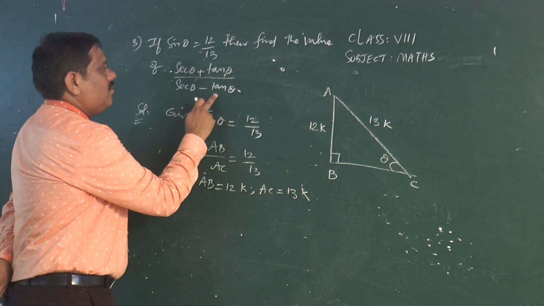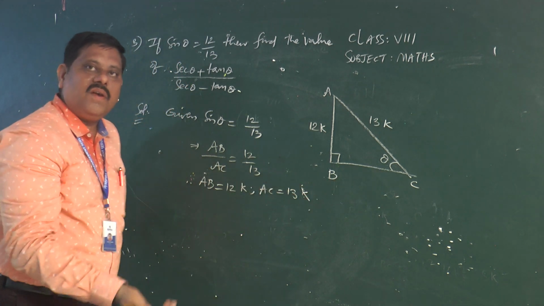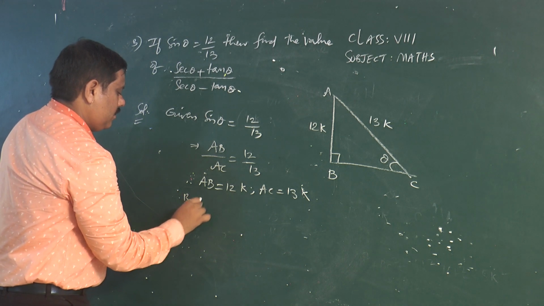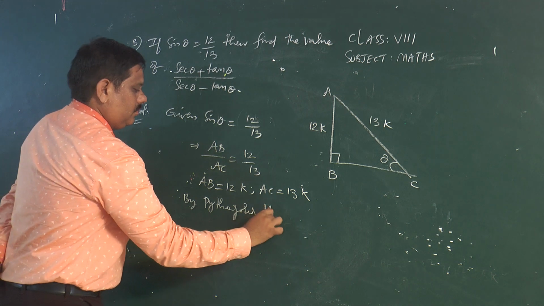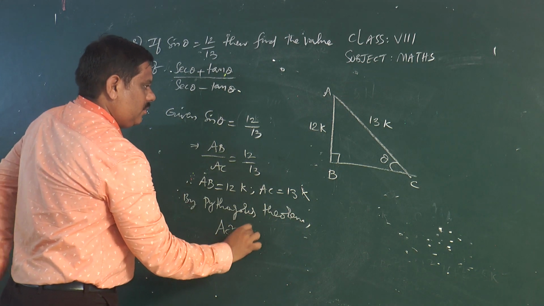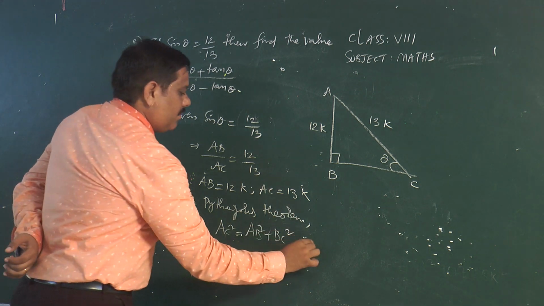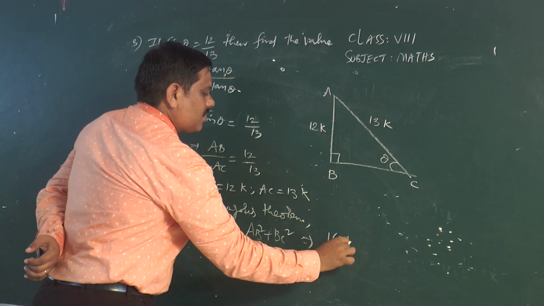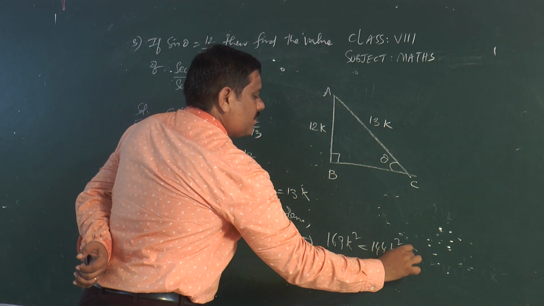Again we need BC. Why do we need BC? To define tan theta or secant theta, we need BC. How can we get BC? Again we have to make use of the Pythagoras theorem. Therefore, by Pythagoras theorem, AC square is equal to AB square plus BC square. That implies AC square, that is 169k square, is equal to AB square, that is 144k square, plus BC square.